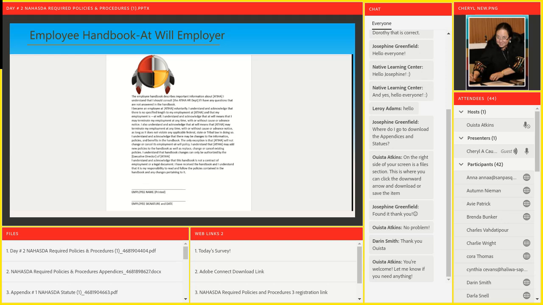I understand and acknowledge that there may be changes to the information, policies, and benefits in the handbook. The only exception is that ATIHA will not change or cancel its employment at will policy. I understand that ATIHA may add new policies to the handbook, as well as replace, change, or cancel existing policies. I understand that handbook changes can only be authorized by the executive director of ATIHA. I understand and acknowledge that this handbook is not a contract of employment or a legal document. I have received the handbook and I understand that it is my responsibility to read and follow policies contained in the handbook and any changes pertaining to it.